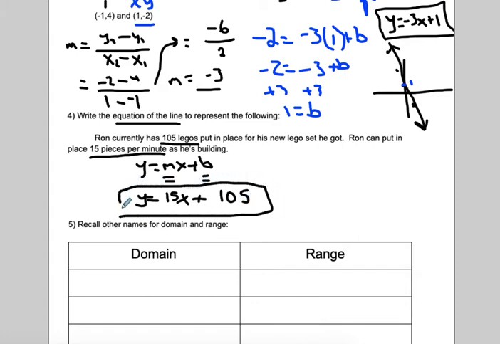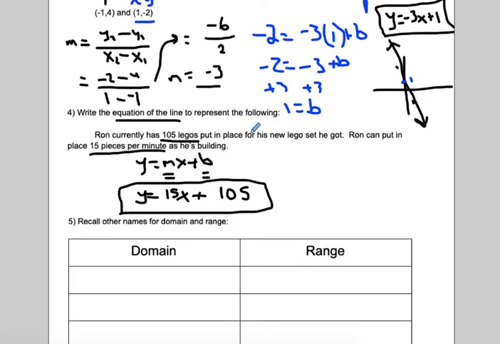So in this problem, the x is acting as the time, how many minutes go by, and the y is acting as how many Legos he has in place. You tell me how many minutes have gone by, I tell you how many Legos he has in place. And the slope is representing how many pieces he can put in per minute.